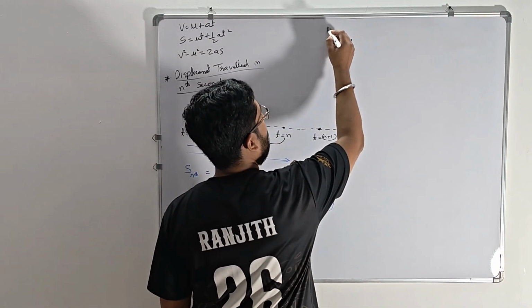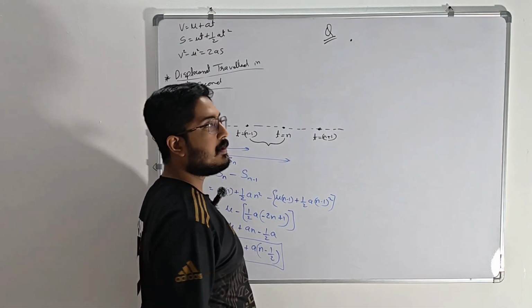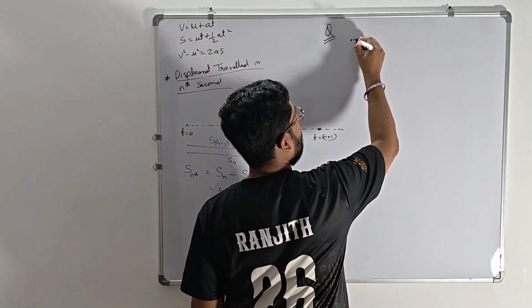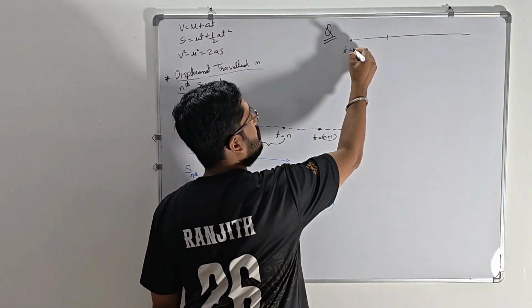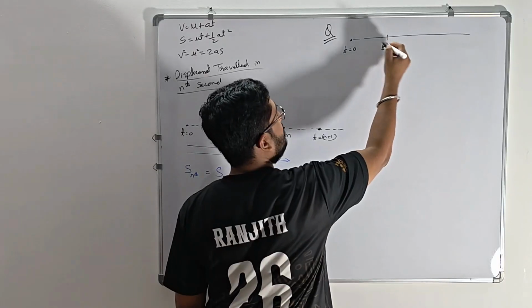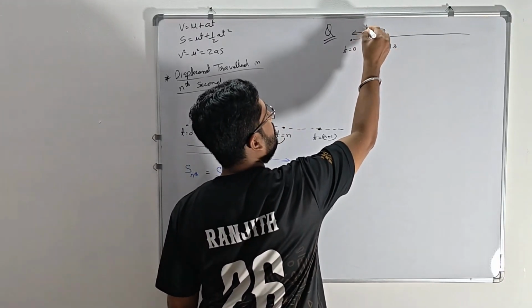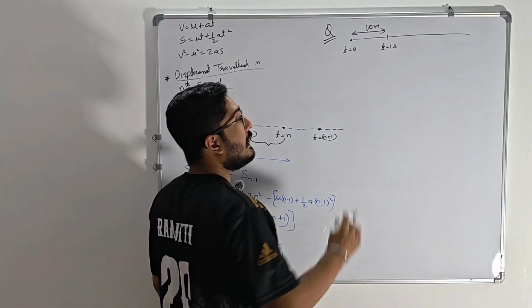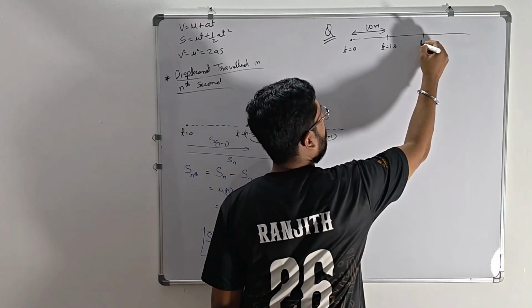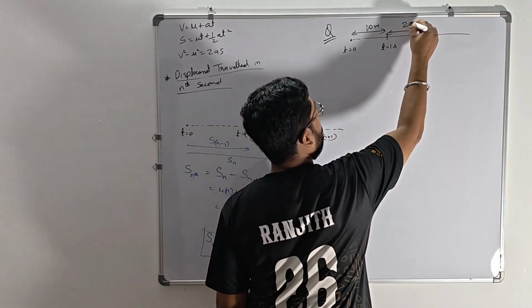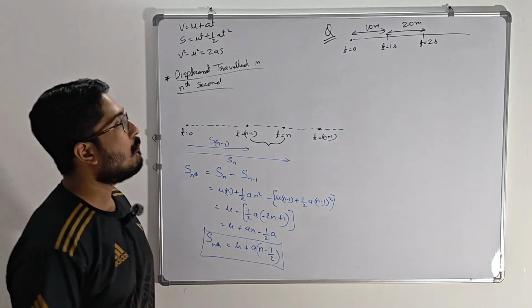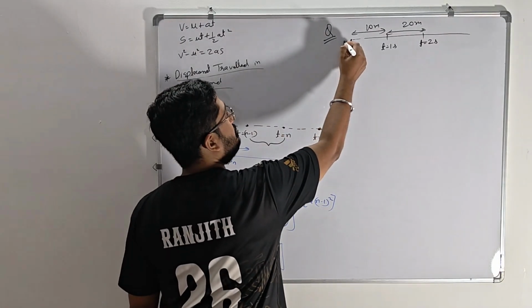So the particle, let us say, started from here. This is the question that we are doing. The particle started from here, it is going in this direction. In the first second, that is from t equals 0 to t equals 1 second, it has traveled a distance of 10 meters. In the next 1 second, that is t equals 1 to t equals 2 seconds, it has traveled a distance of 20 meters. Then what is the initial velocity?